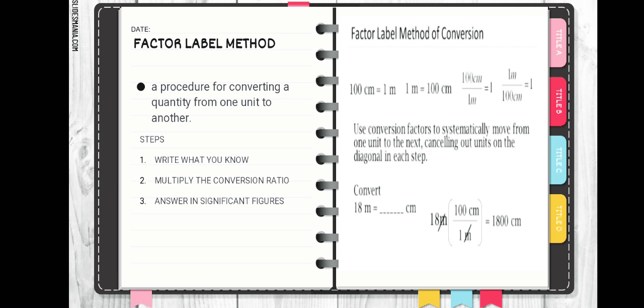So here we follow the steps. You write what you know, that 100 centimeters is equal to 1 meter, then multiply by the conversion ratio. And next is to answer in significant figures or use the correct unit.